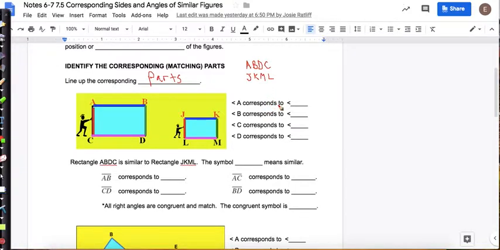So angle A corresponds to angle J. And since they're both oriented the same way, you can tell that by the picture. They're in the exact same spot. Angle B goes with angle K. And once again, you can look at the picture or line them up here. Angle C goes with L. And angle D goes with angle M. So the symbol for similar is just a wavy line.